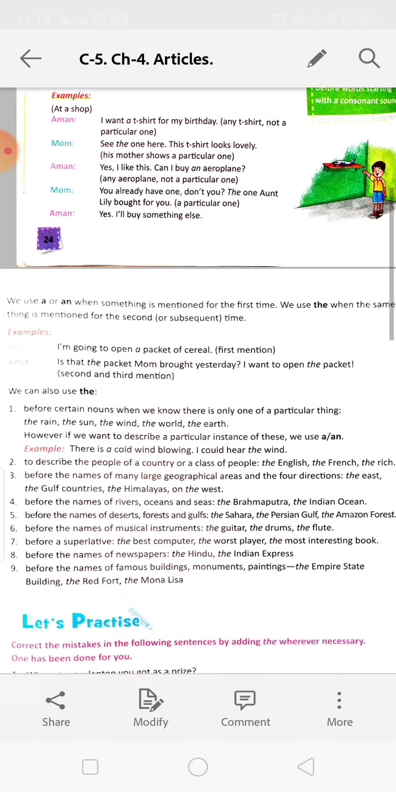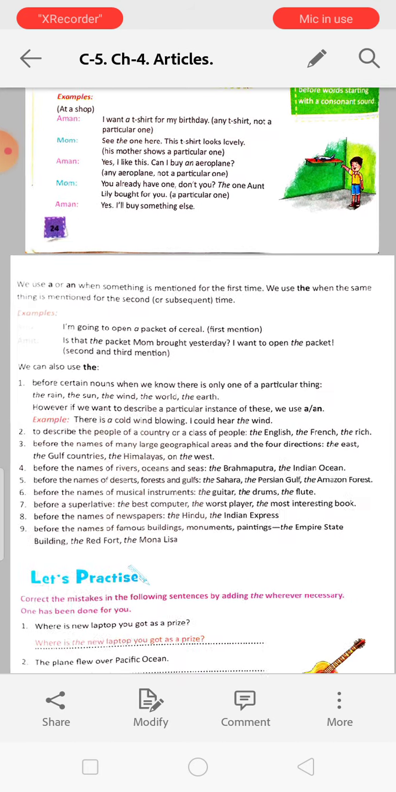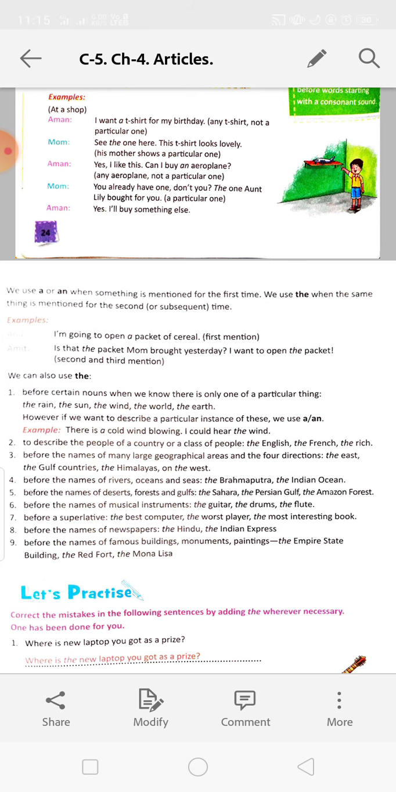Now we use a and an when something is mentioned for the first time. When we are mentioning it for the first time, we will use a or an. Next time, the second time, when we talk about that, we will use the over there. We use the when the same thing is mentioned for the second or subsequent time.